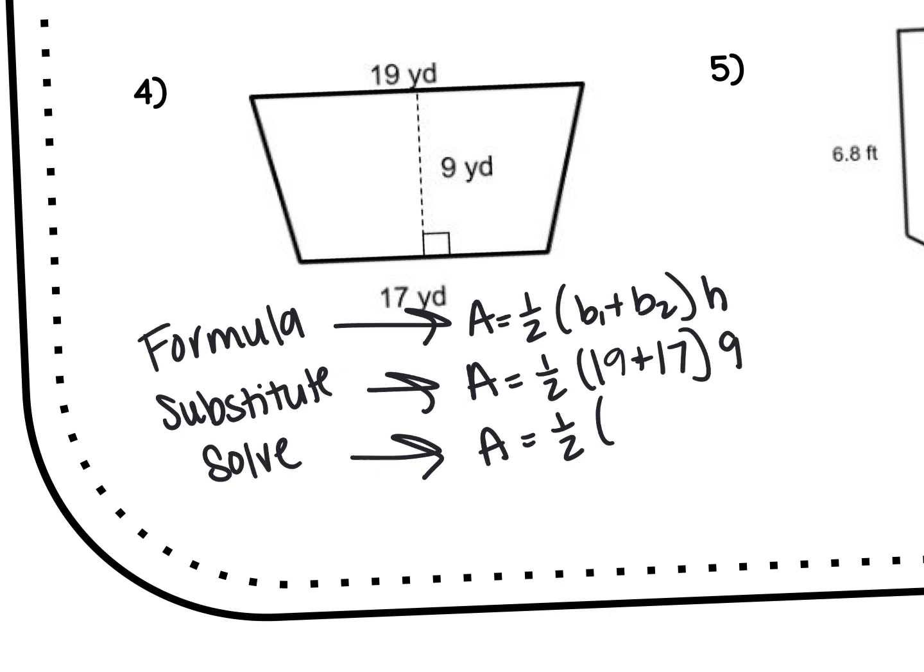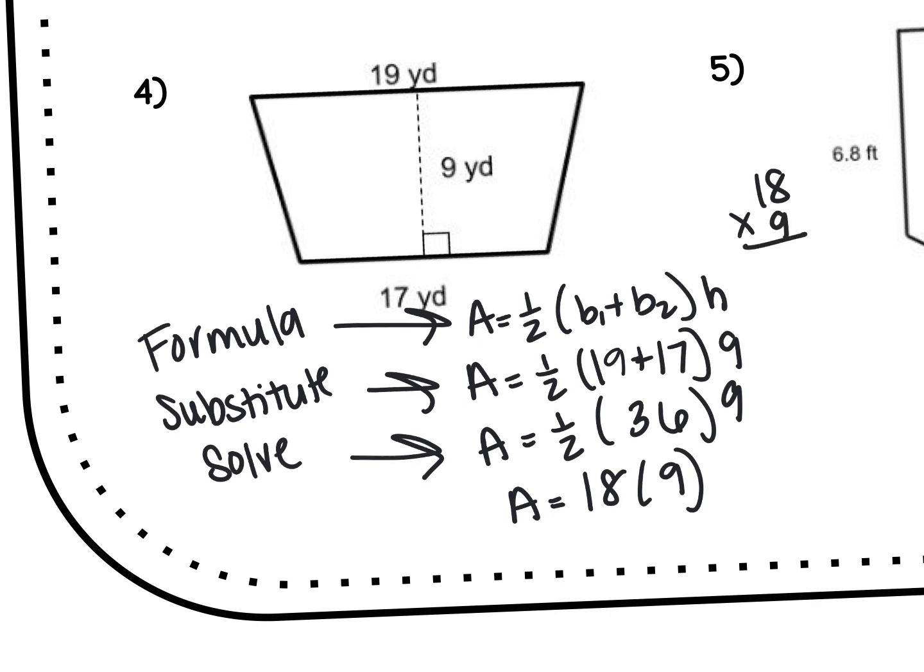19 plus 17. Let's see, 19 plus 17 is 36 times 9. That is half of 36 is 18 times 9. So 18 times 9, that's a lot of work, and it looks like a lot of work, but you're solving it correctly. Area equals 162 yards squared.